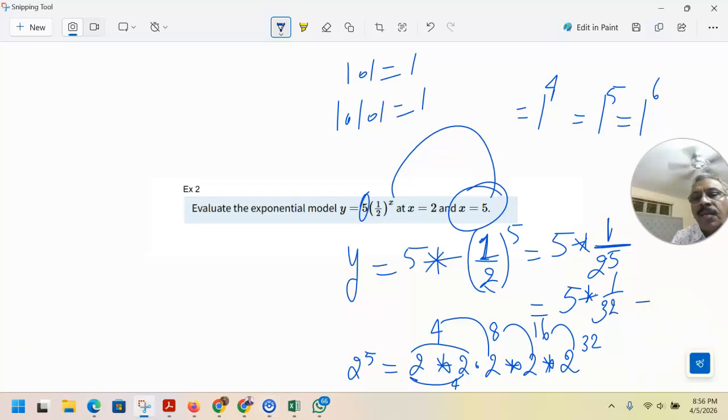which we can write as, because 5 basically means 5 over 1, so 5 times 1 is 5. And 1 times 32 is 32, and you're done.